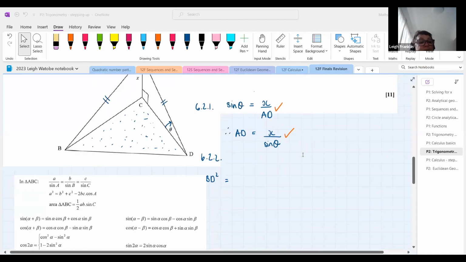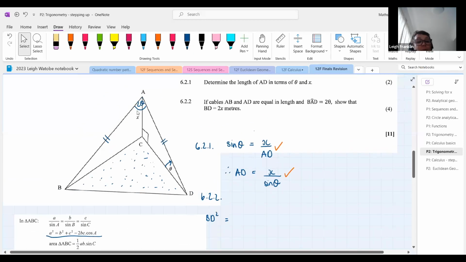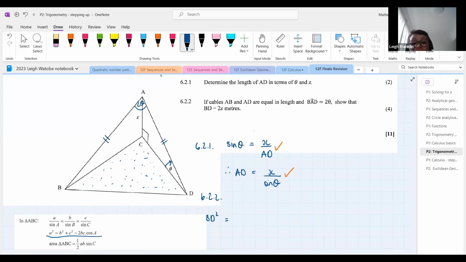Okay, so BD squared. So here's your cos rule over here. All right, so the opposite side from your angle is BD squared. It's equal to AB squared plus AD squared minus 2AB AD cos A.